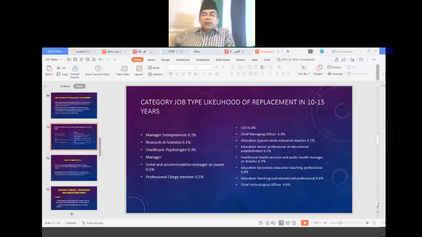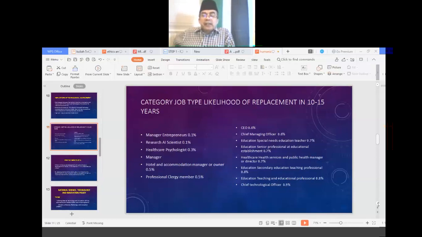Same also for hotel and accommodation managers or owners. Only 0.5% will be affected. So we still need hotel and accommodation managers. The number is very high, the other 99.5%. But we don't need cleaners. Later on, probably robots will do the cleaning. Robots will be, for example, the people working at the information office. But we still need managers.